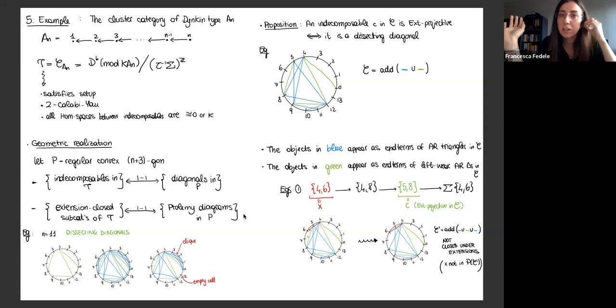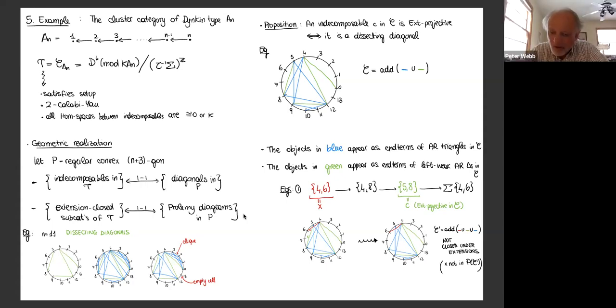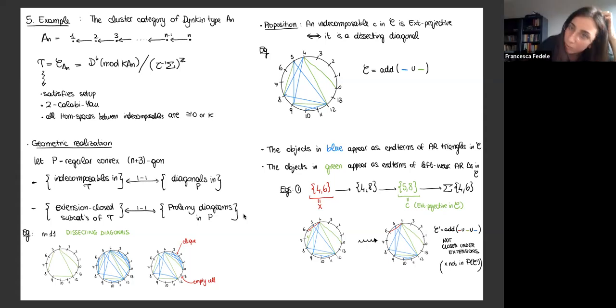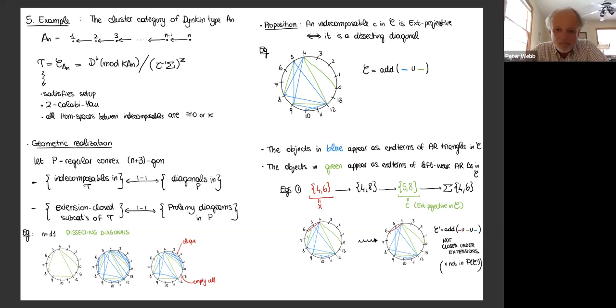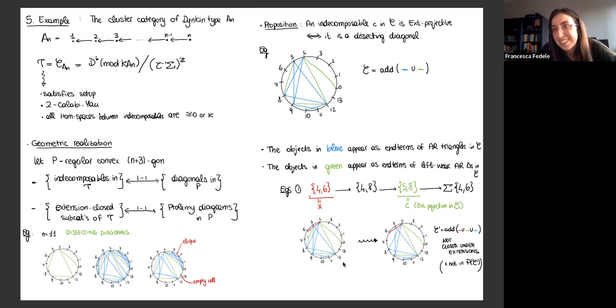So any choice would give you an extension closed subcategory. Okay. Great. And then when I write C as add of blue and green, I just mean that each of the blue and green diagonals corresponds to an indecomposable object. So C is add of these indecomposable objects. Yeah, I get that. Thank you. That explains it. Thank you, Peter.